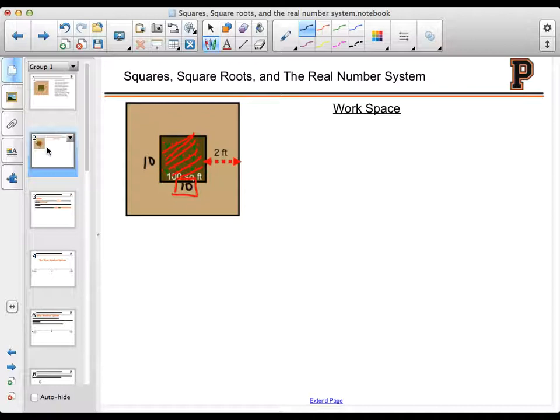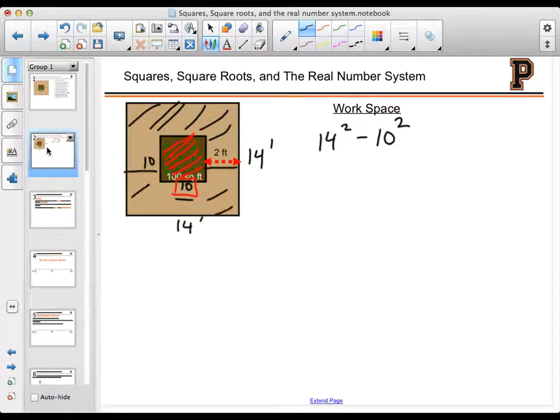Now, what I'm going to do is subtract off the area of the garden from the area of the total. Well, if we've got 2 feet in distance here, and 2 feet in distance here, and 10 feet of distance here, that means that this distance is going to be 14 feet, right? So we've got a 14 by 14 square that's subtracted off by a 10 by 10. So 14 to the second power, subtracted off by 10 to the second power. And that's going to tell us the area of what's left, the area of this gravel here.